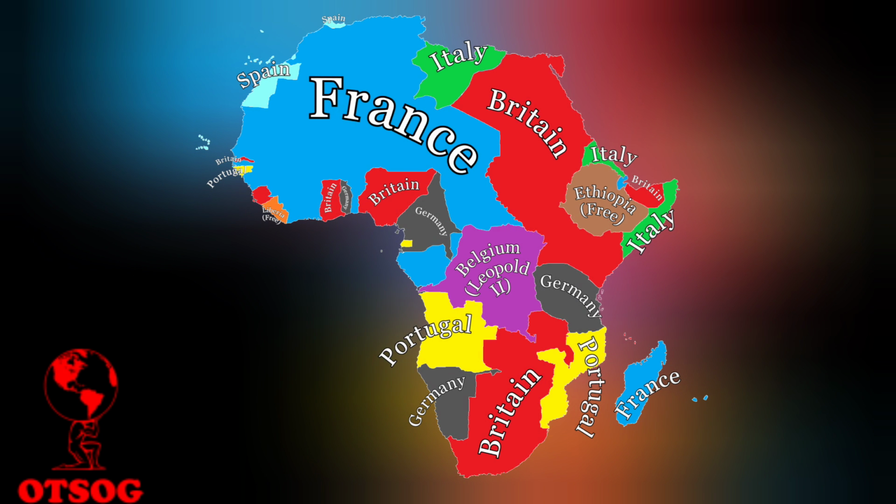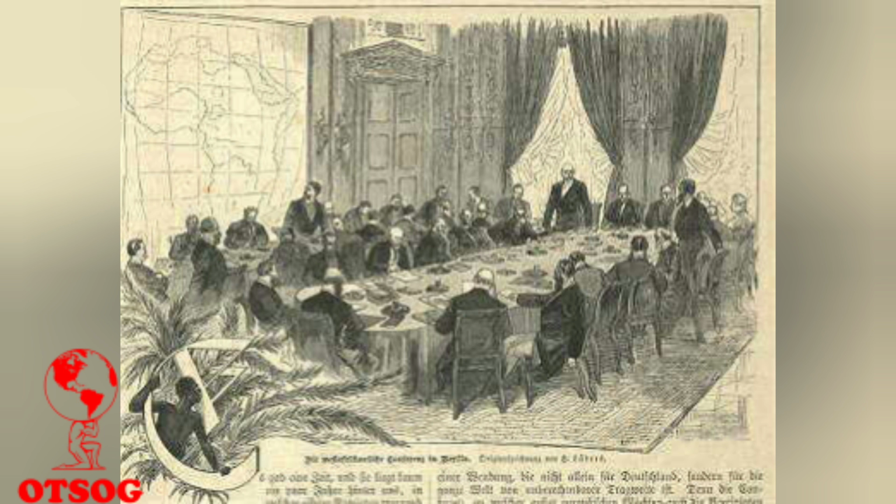The boundaries of these spheres were drawn with little regard for the ethnic or political divisions of Africa, and this led to conflict and instability in many African countries. The European powers also imposed their own economic and political systems on African countries. These systems were often exploitative and did not benefit the African people. As a result, many African countries became impoverished and underdeveloped.